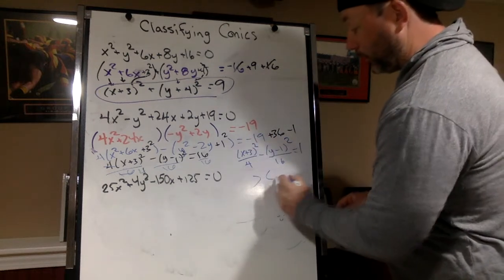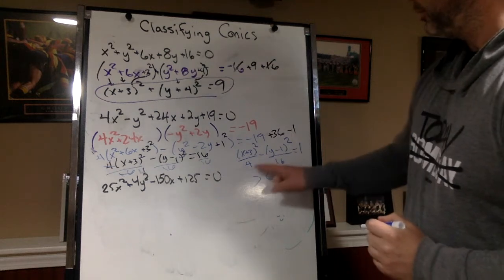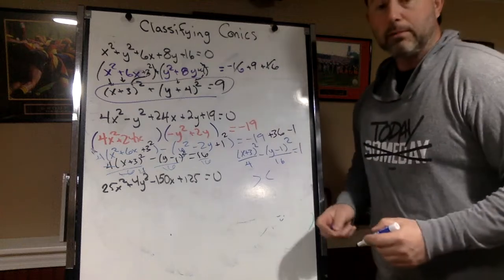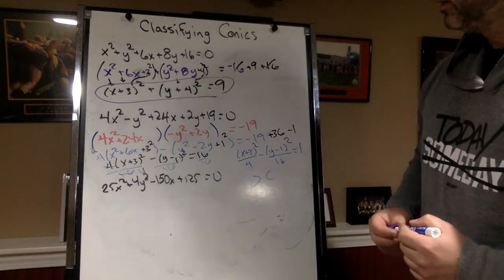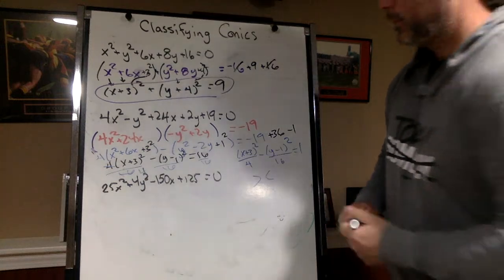It's a horizontal one, goes sideways. I go right and left 4. Right and left 2, up and down 4. Make your happy box, boom, we can graph it. All right, last one. Hopefully we got plenty of room for this one.